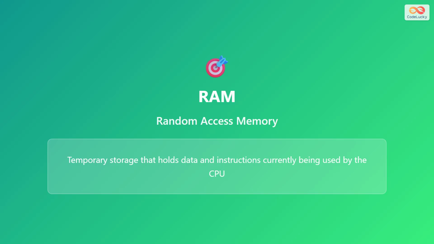RAM stands for Random Access Memory. It's a type of temporary storage that holds data and instructions currently being used by the CPU. When you open a program or file, it gets loaded into RAM so your processor can access it quickly. This makes your computer run smoothly and efficiently.